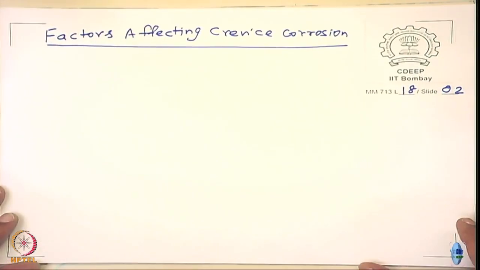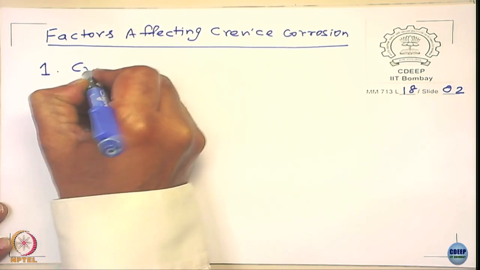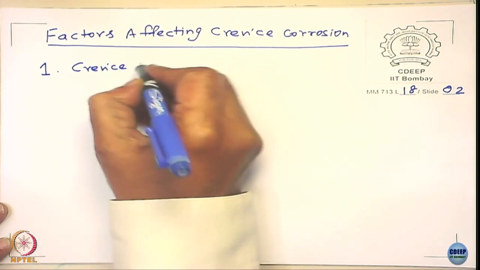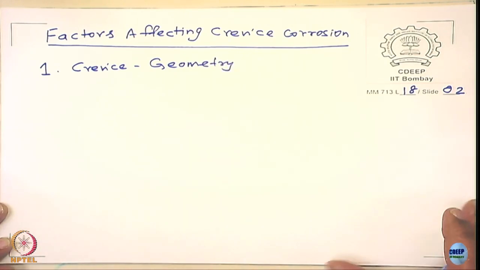Now, we know that this is an industrial problem and we need to find a solution to the problem. In order to find a solution, you must know what are the factors or parameters that affect the crevice corrosion. So, you need to understand, it is very interesting that the foremost important factor is the crevice itself. So, the geometry of the crevice is one important factor.